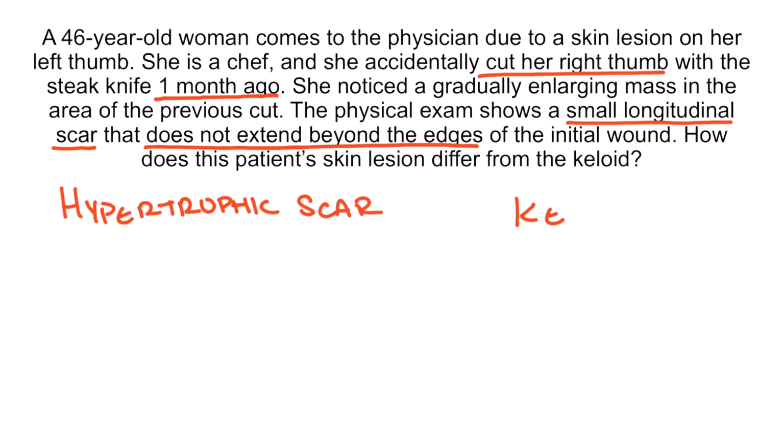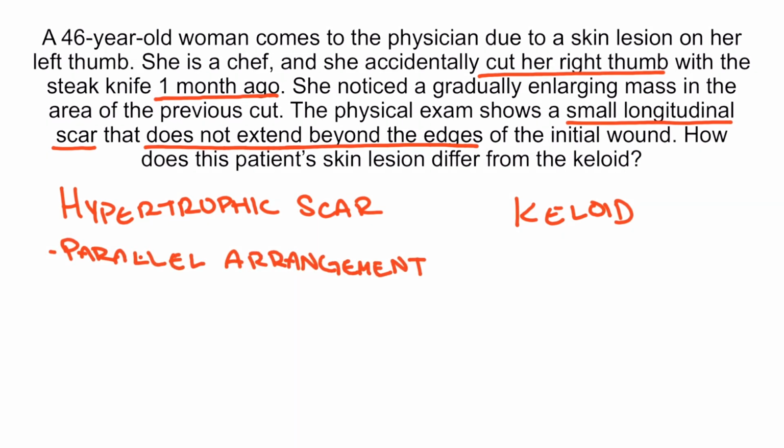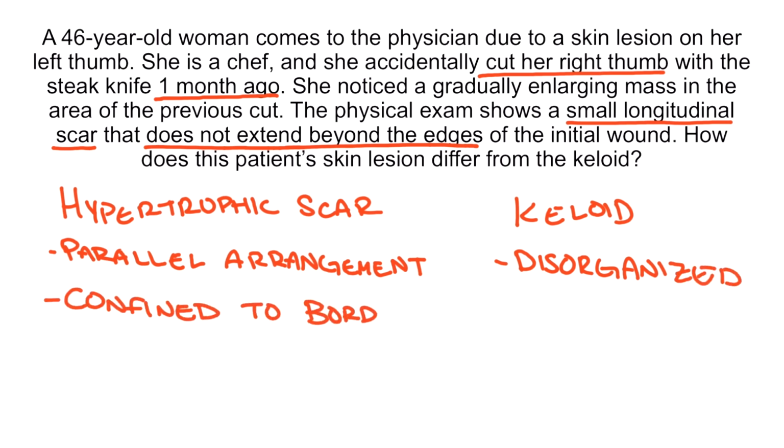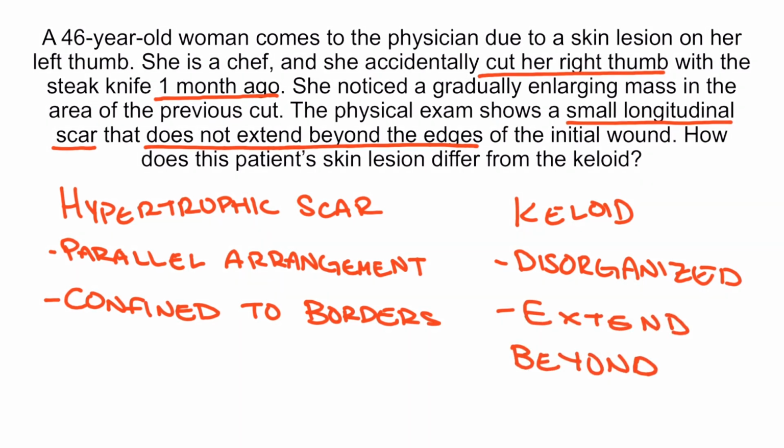So a hypertrophic scar is characterized by collagen fibers, and again, those are in a more organized parallel to the skin formation, whereas keloids are disorganized. Additionally, hypertrophic scars are confined to the borders of the initial wound, and their recurrence is rare, while keloids extend beyond those wound edges, and recurrence is common.